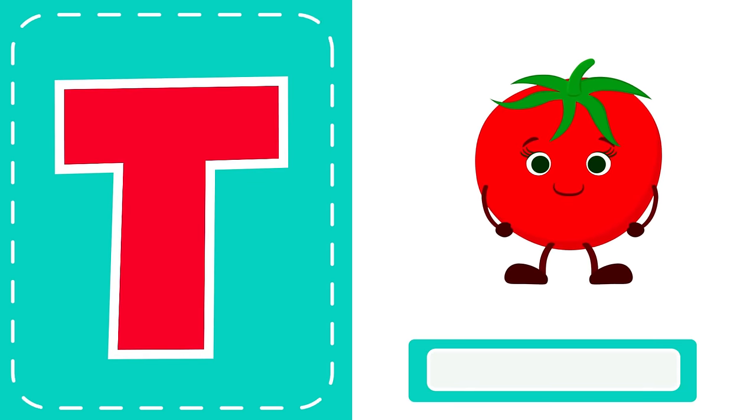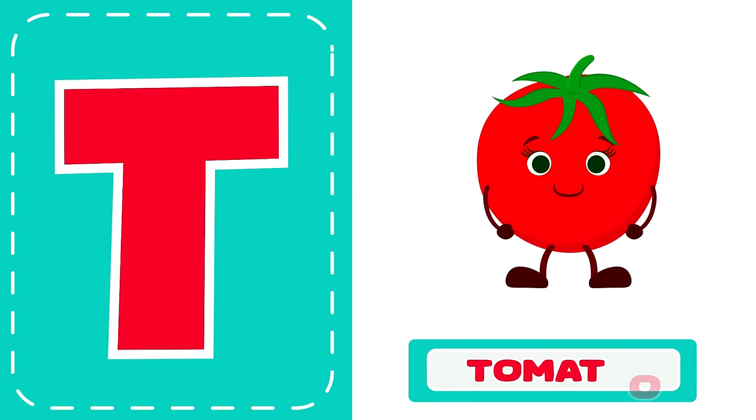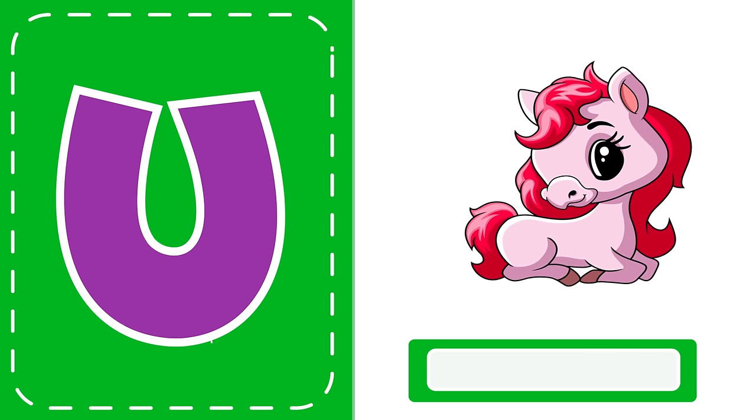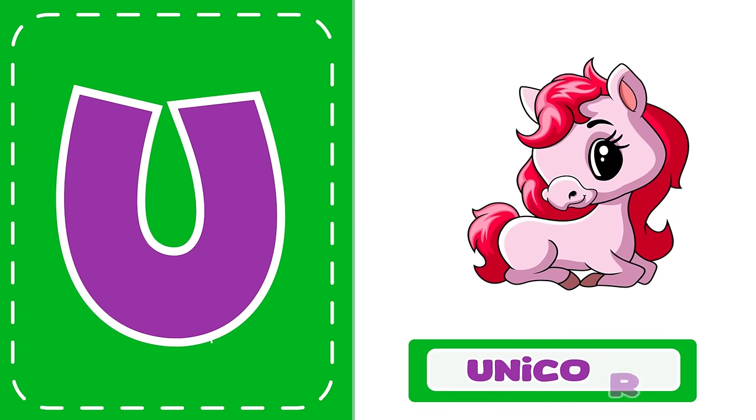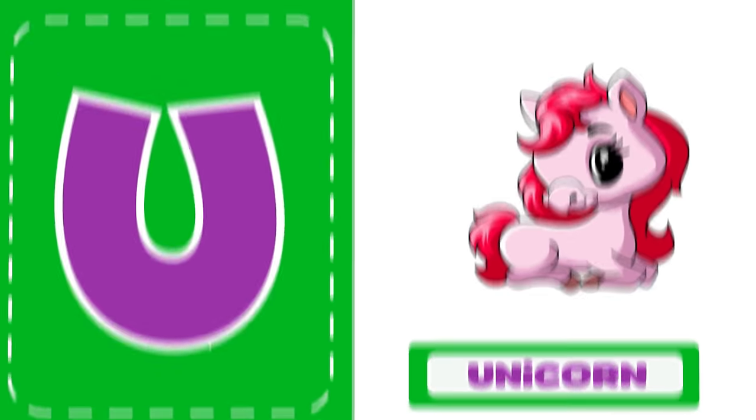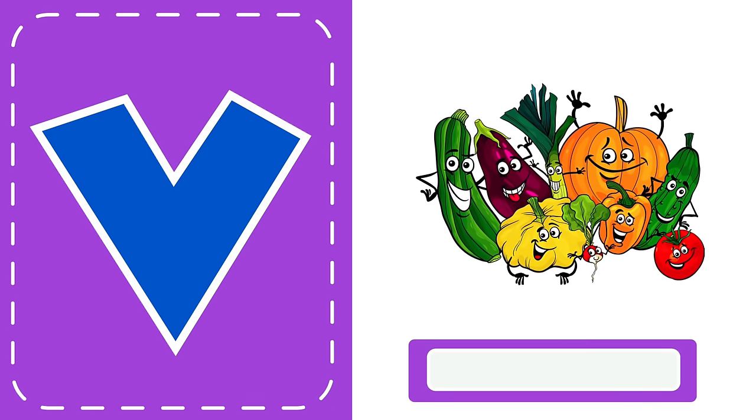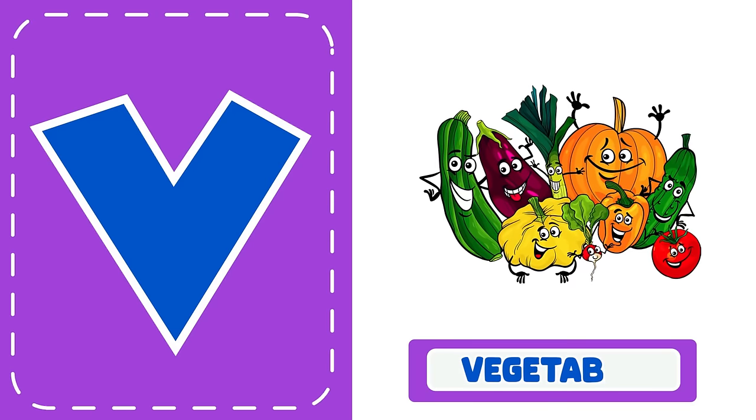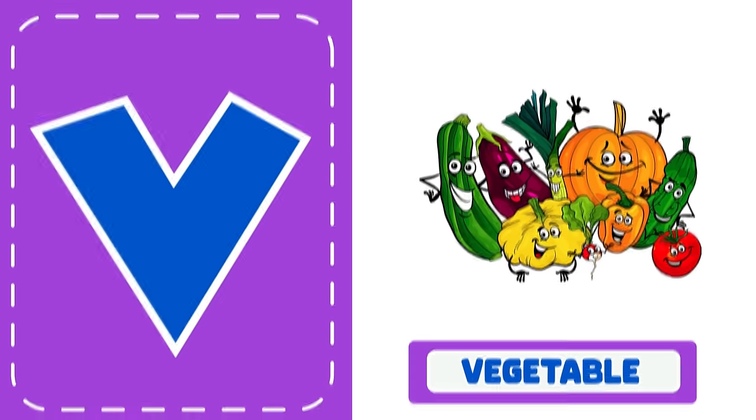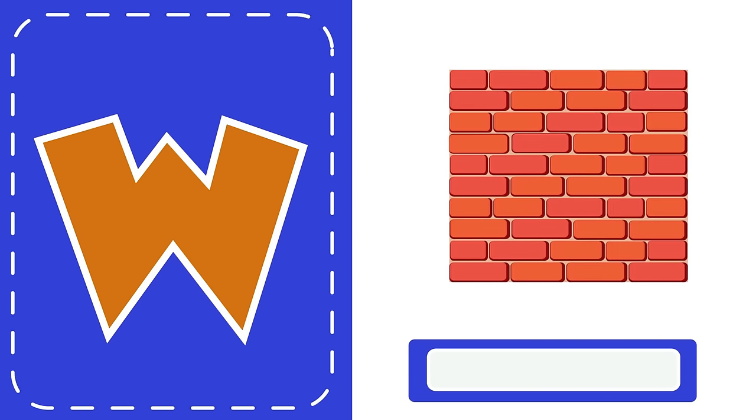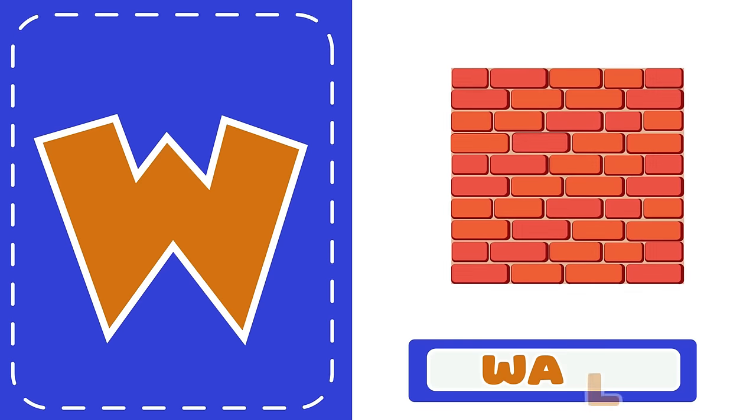T, tomato. T for tomato. U, unicorn. U for unicorn. V, vegetable. V for vegetable. W, wall. W for wall.